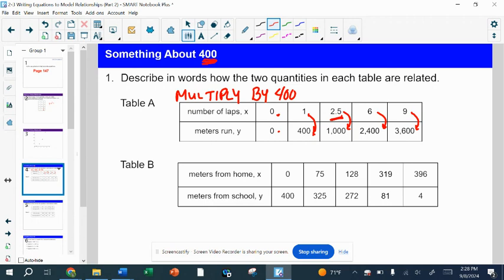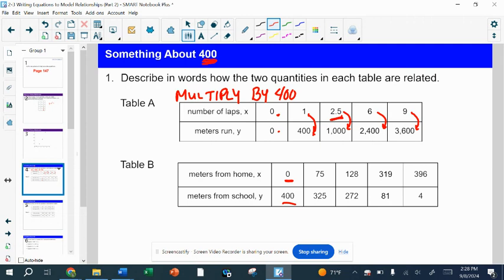Okay, table B is a different kind of situation, and we have to make sure that we're always reading all the information that they give us. But we've got the number of meters from home and the meters from school. So when you are 0 meters from home, that means you haven't left home yet, right? This is when you are at home. You are 400 meters from school.